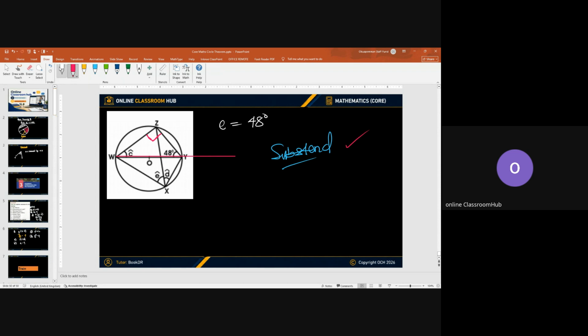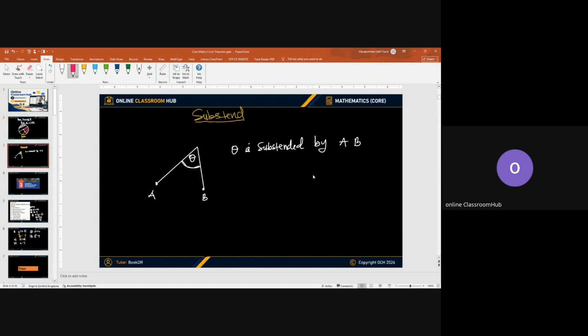Let's go back right to the beginning. Subtend. This is subtend. Subtend means it is coming from AB. Theta is subtended by AB. It's true. But those are not the two lines. AB is not the two lines that form the angle. Okay, theta is subtended by AB. That one is true, but I want to talk about the lines. When I talk about the lines, I'm talking about that class one concept.